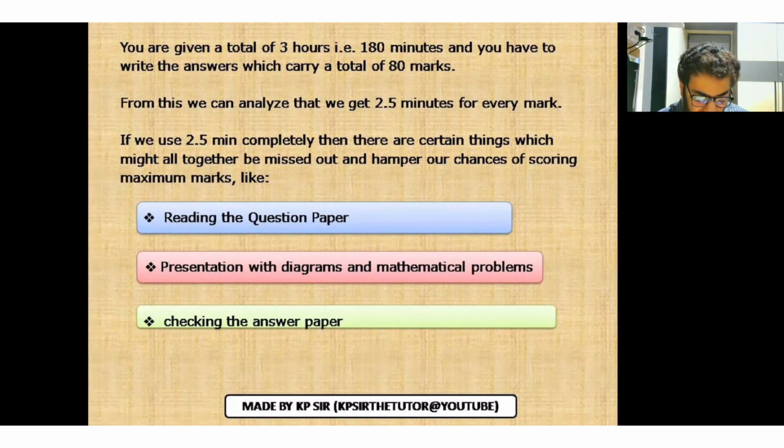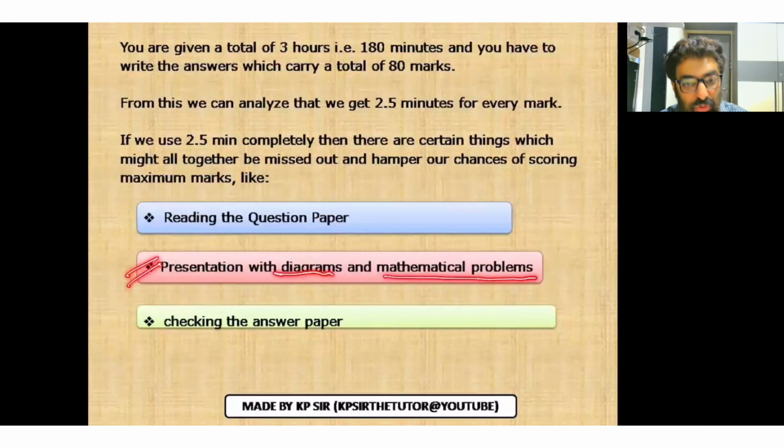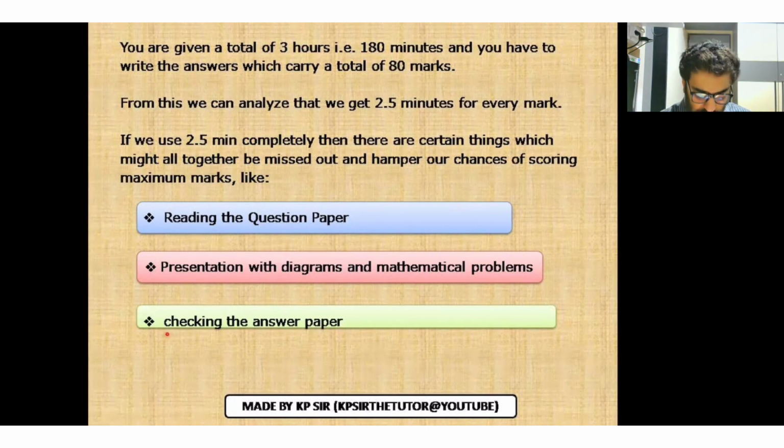require time for reading the question paper. You require time for making presentations in terms of diagrams and mathematical problems. You have to be very neat and tidy. And the most important point, nobody is guaranteed success if he does not evaluate himself or herself. So every student has to keep aside some time for checking the answer paper after you finish answering it. So let's see now how the time management works.